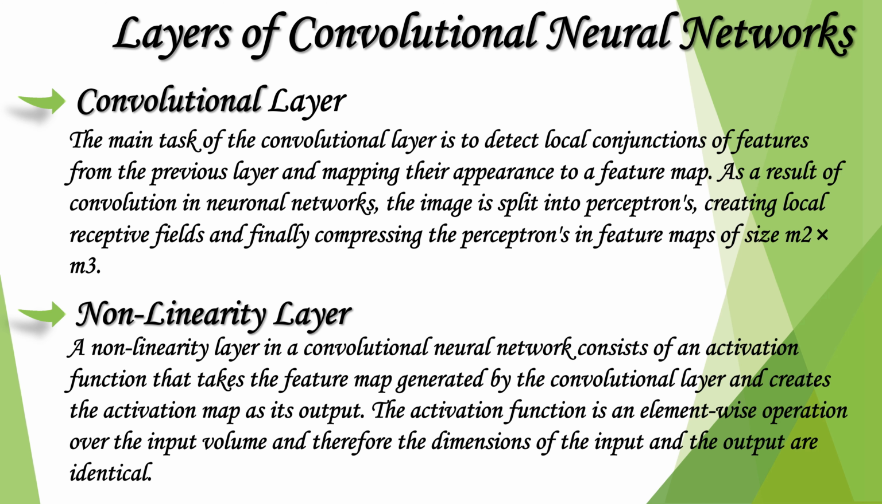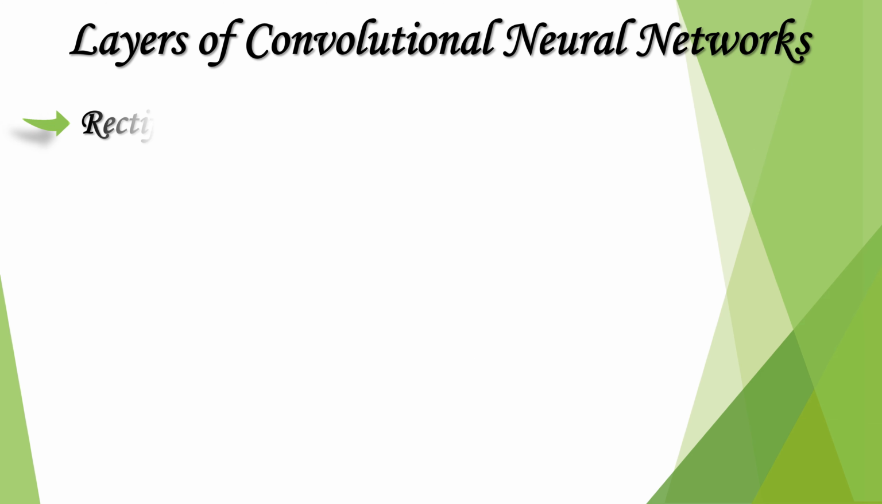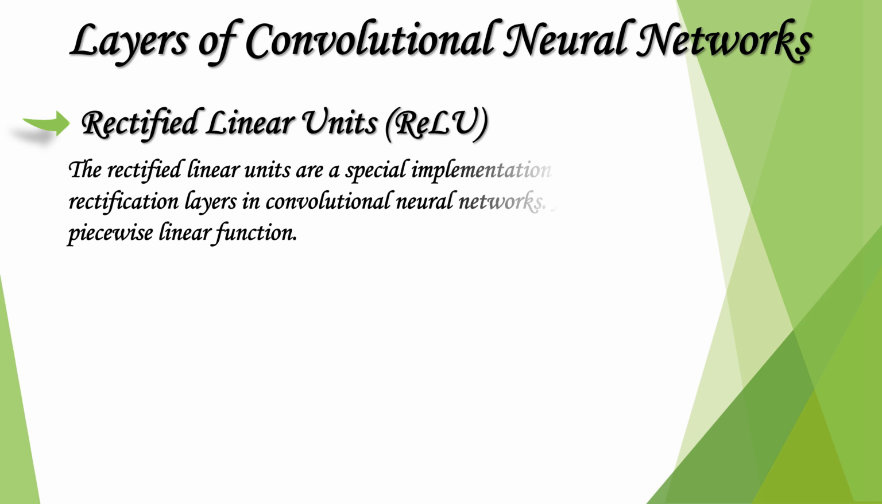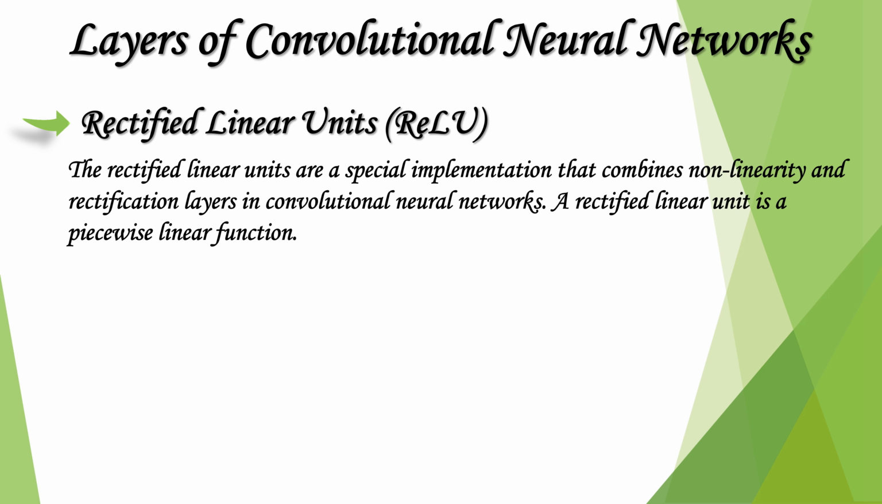Nonlinearity layer. A nonlinearity layer in a convolutional neural network consists of an activation function that takes the feature map generated by the convolutional layer and creates the activation map as its output. The activation function is an element-wise operation over the input volume, and therefore the dimensions of the input and the output are identical. Rectified linear units. The rectified linear units are a special implementation that combines nonlinearity and rectification layers in convolutional neural networks. A rectified linear unit is a piecewise linear function.